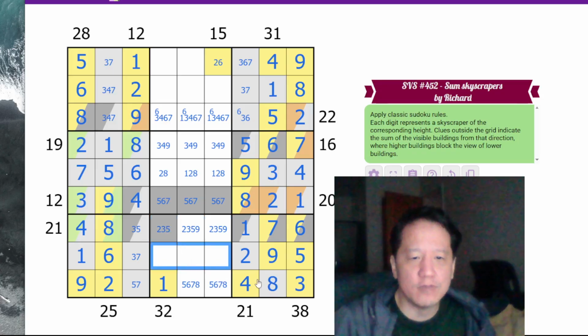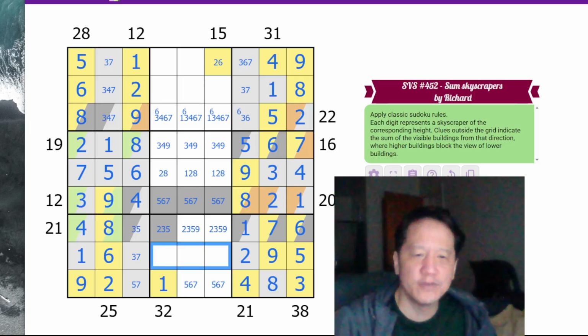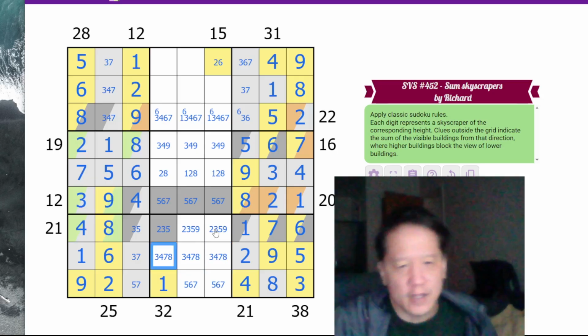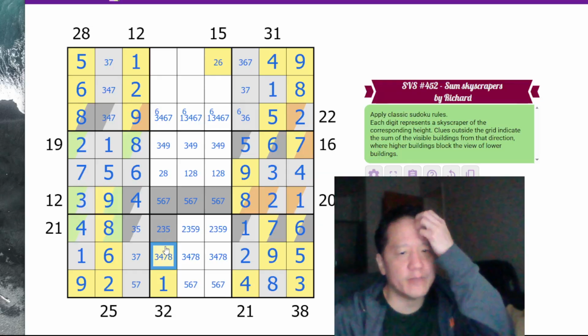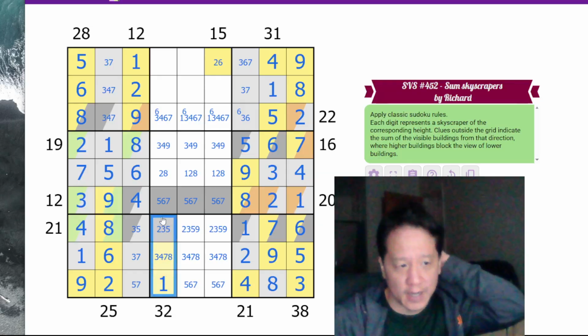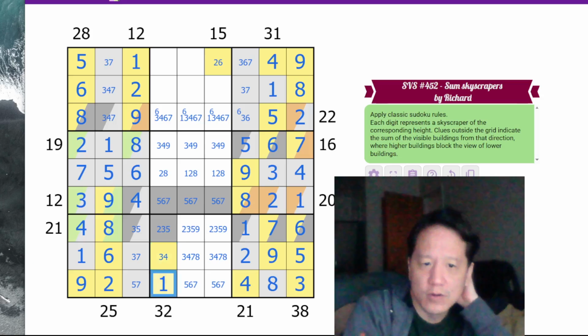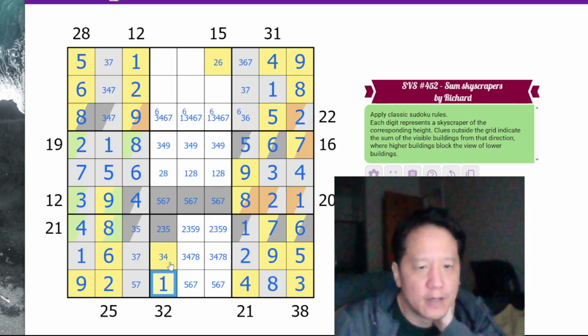Remaining digits in... Okay, so 8 cannot be here. Remaining digits in row 8 are 3, 4, 7, 8. Okay. 8 cannot be here. Okay, so this digit is always seen also. If you have 7 or 8 here, that means this is at most 1, 7, 8, 9. So this cannot be 7 or 8. So this is 3 or 4 here. This digit is always going to be bigger than these two. So this must be seen.